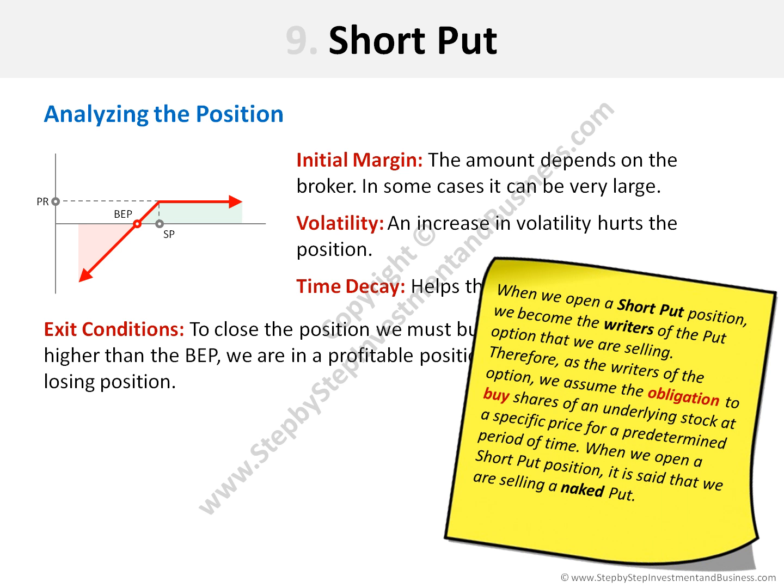When we open a short put position, we become the writers of the put option that we are selling. Therefore, as the writers of the option, we assume the obligation to buy shares of an underlying stock at a specific price for a predetermined period of time. When we open a short put position, it is said that we are selling a naked put.